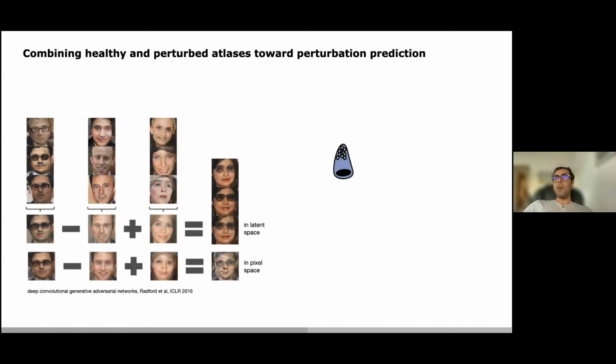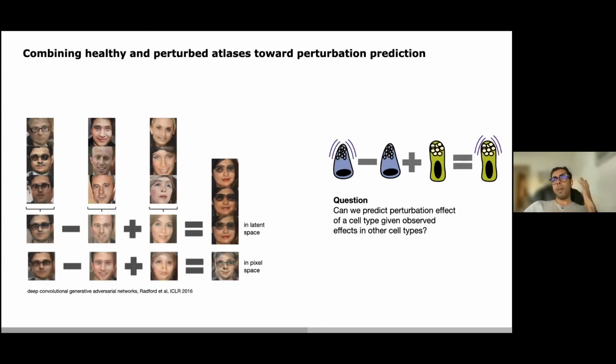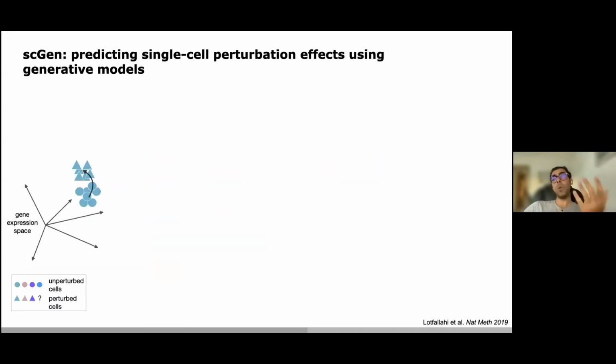So we thought that we could actually do it with cells. The question is, can we predict the perturbation effect of a cell type given the observed effect in other cell types using simple arithmetic? Or do it in cases where you have two different species.